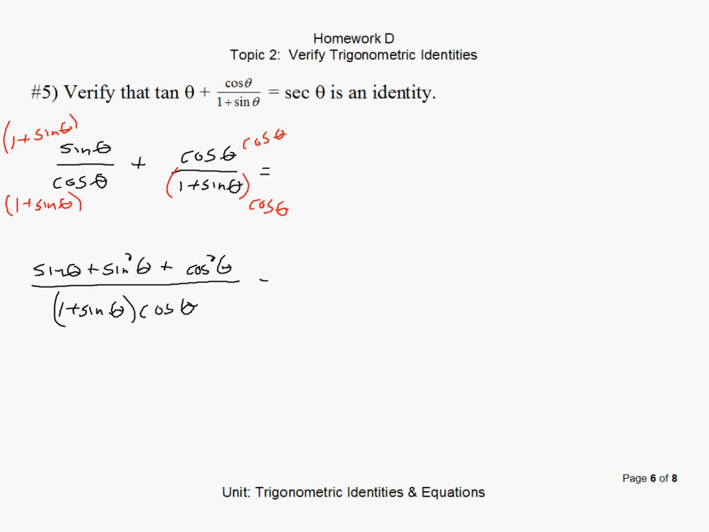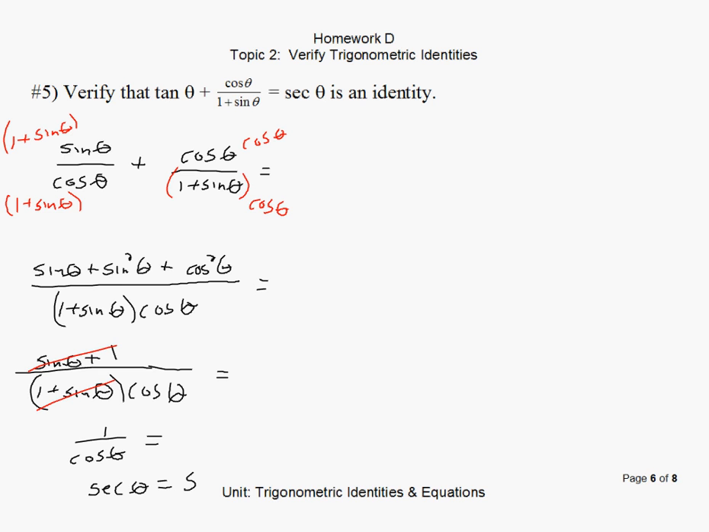My denominator, I'm not going to multiply it out. I'm just going to write it. Most of the time, my denominator, I don't want to actually multiply it out. I just want to write the terms being multiplied together. In my numerator, sine squared of theta plus cosine squared of theta is 1. Notice the numerator and denominator, you're multiplying by sine of theta plus 1, so they cancel, leaving us with 1 over cosine, which of course is secant of theta, which is what the right side was all along.